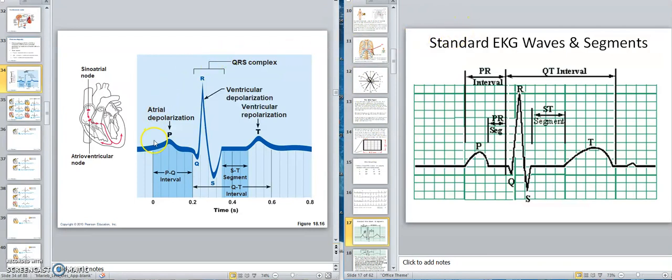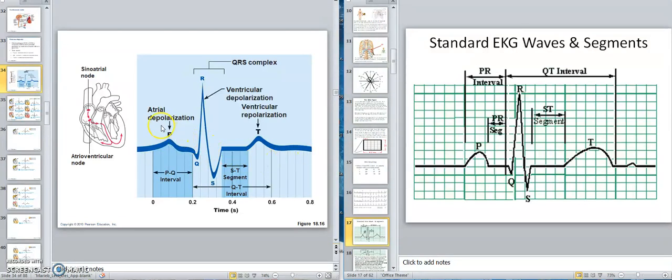All right. You have these various waves, and they correspond to charge activity in the heart. Not really mechanical activity, but charge activity. But the charge activity leads to the mechanical activity.